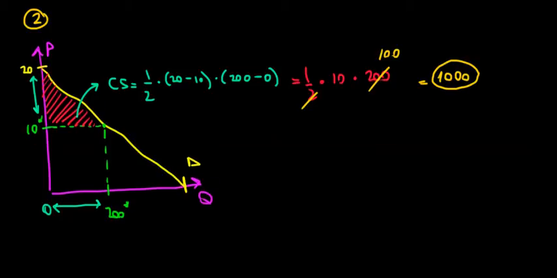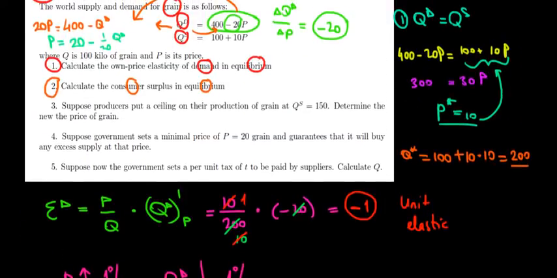Let's have a look at question 3. What's happening there? Suppose now that the producers put a ceiling on their production at 150, what's going to be the new price of the grain? So if the production is going to be at 150, we want to see how that's going to affect the price that the consumers are going to pay. So in that case, we want to know how much the consumers are paying when they are buying 150 units. So we'll substitute this into the quantity demanded function.